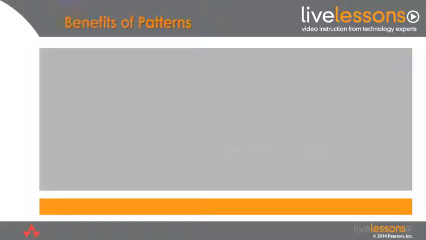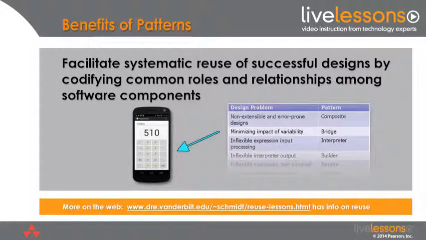The first benefit of patterns we're going to talk about is their ability to facilitate systematic reuse of successful designs by codifying common roles and relationships among software components. When I developed the expression tree processing app, I didn't have to start from scratch. I didn't have to start from first principles. Instead, I was able to leverage the Gang of Four patterns that I had known, and find ways to integrate those patterns into my software to help reduce risk and make it easier to build and sustain the end result.